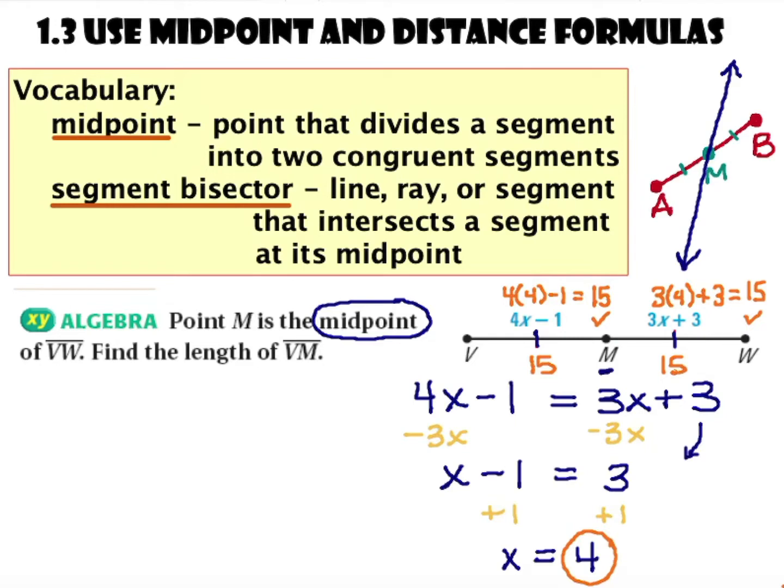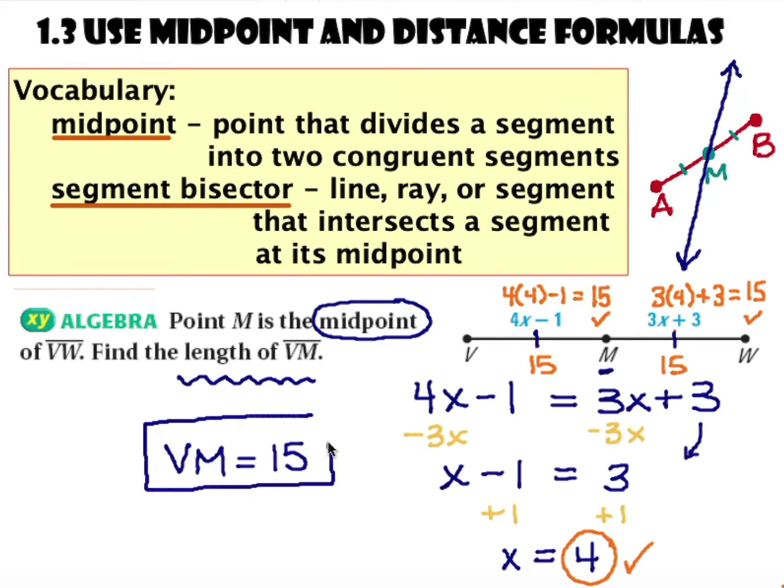Nice. So not only did I check to make sure my answer was correct, did you know we still haven't answered the question? It says to find the length of segment VM. So we did figure that out. We found that the length, and for length, remember, I just don't put a bar on top. The length of segment VM is equal to 15 units. So that would be our final answer for that question.